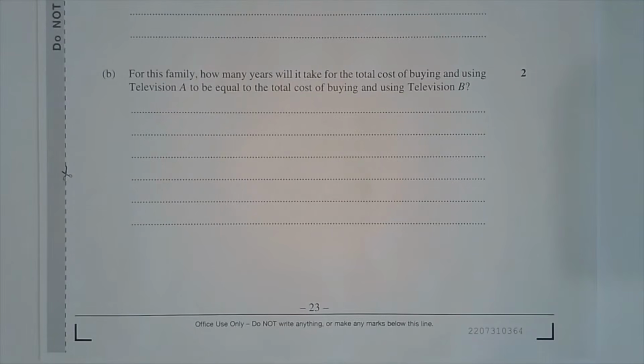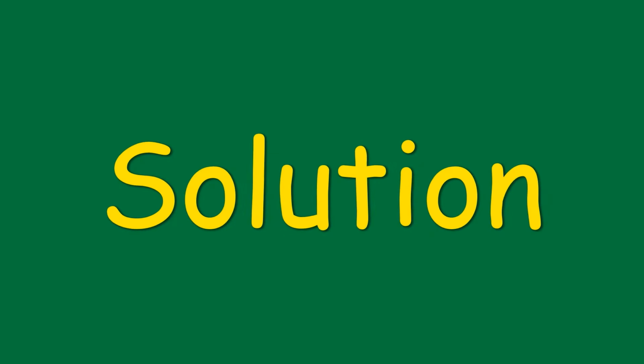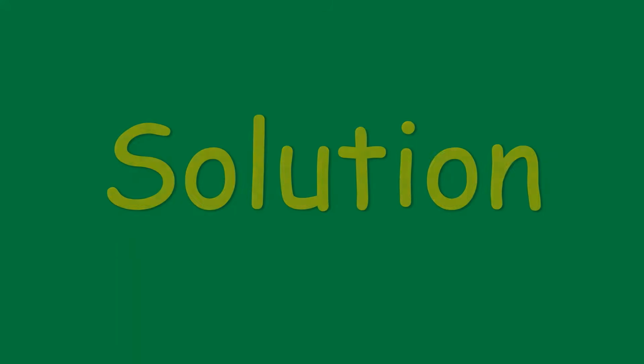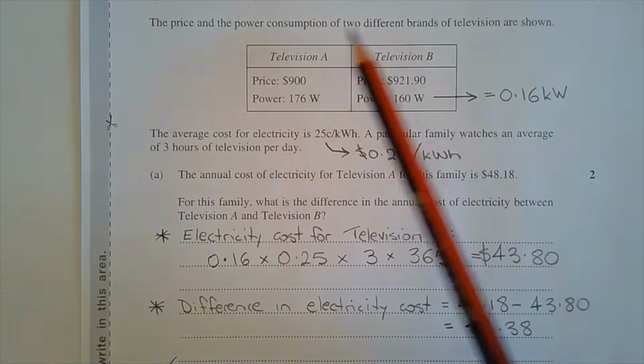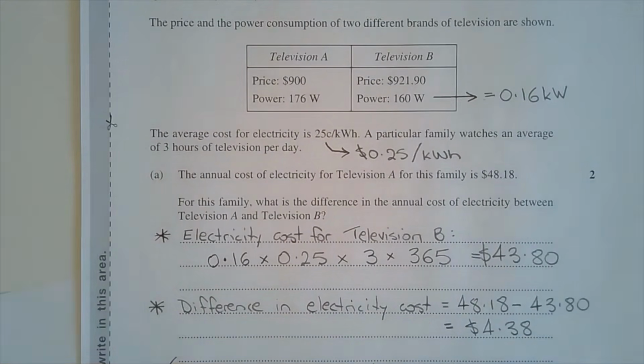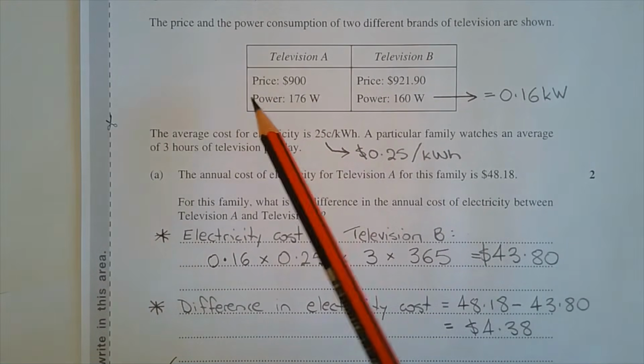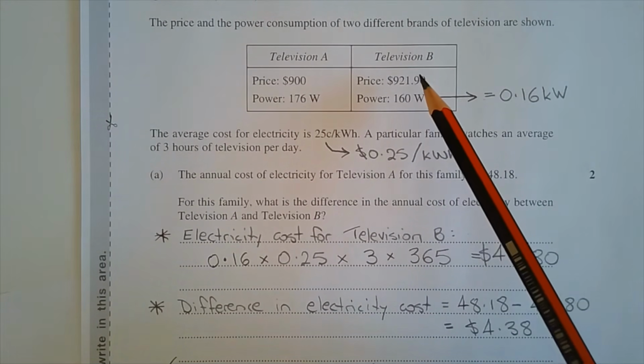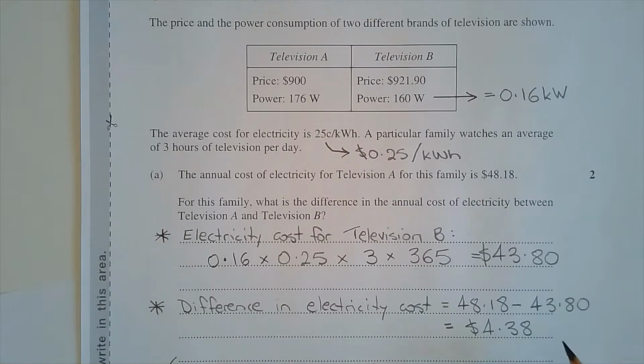Part B. For this family, how many years will it take for the total cost of buying and using television A to be equal to the total cost of buying and using television B? Comparing both televisions, television B is more expensive to buy but cheaper to run compared to television A. We need to work out the price difference between both televisions. We also know that it costs $4.38 per year more to run television A compared to television B.